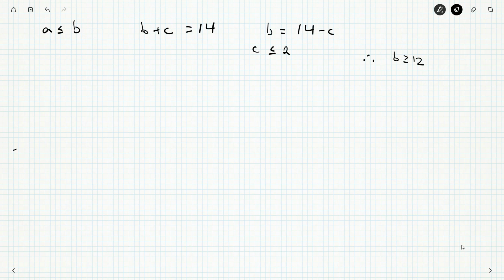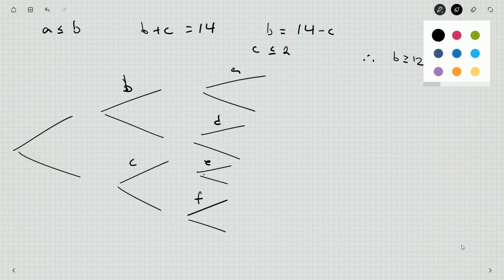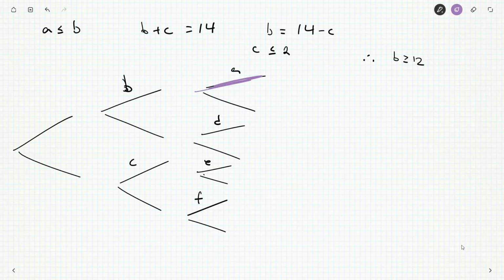Okay. Now if I draw my picture again, there's B, there's C, there's A, D, E, and F. And I'm going to try and always mark them in purple because they have to add up to 12. So I'll remember that. But B is at least 12. Let's call this guy G. A plus G must be B. So A plus G is at least 12.